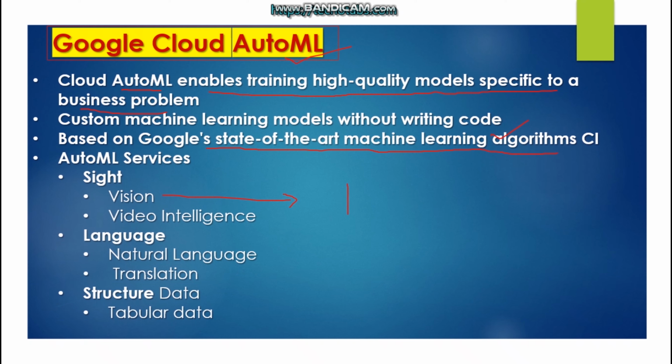Let's say that in the picture there is a dog. So if you provide this picture to the vision API, it will tell you this is a dog and this is an animal, right? And what if your business requirement is to identify the breed of the dog?